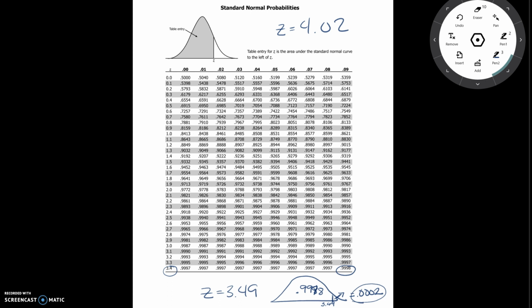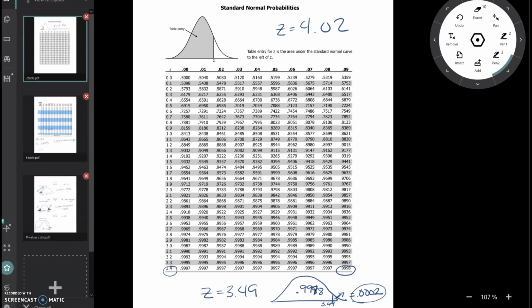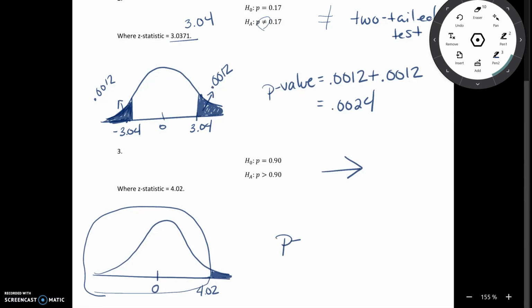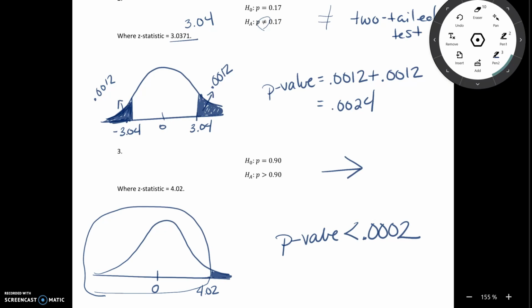So going back, since the smallest value we've got on this table is this, we know that our p-value is something less than 0.0002. That is because it's the smallest value that we could have found on the table, and we know ours is even further out, so we just say that it's very small. This is generally how we'll say this.